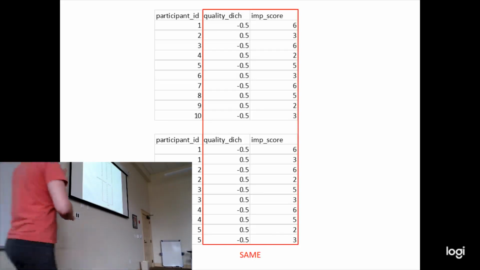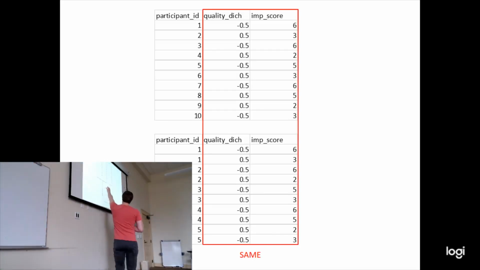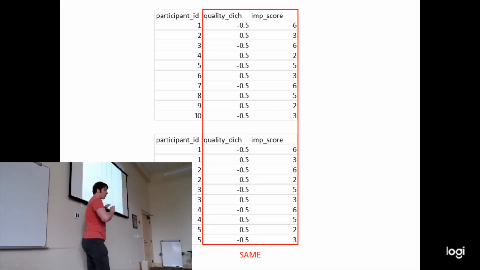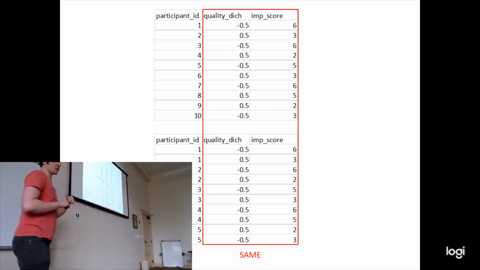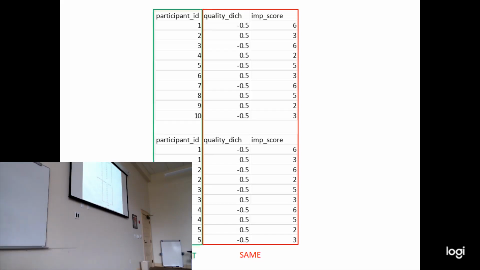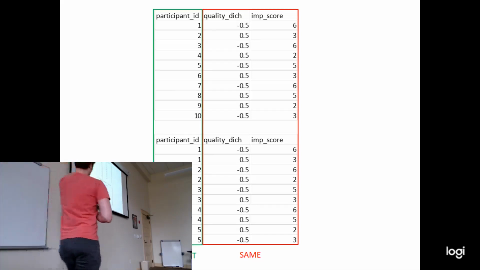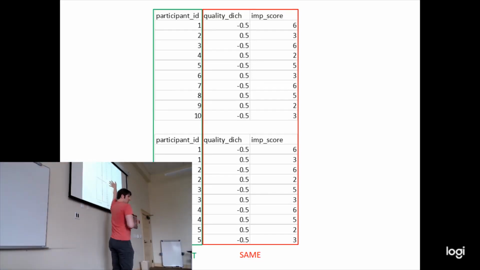So this half of the data set, quality, economists, impact score, that's all going to be the same across the 2 data sets. The only thing that's different is that whereas I had the sequence of participant IDs 1 to 100, now each participant ID is associated with 2 rows instead of 1.